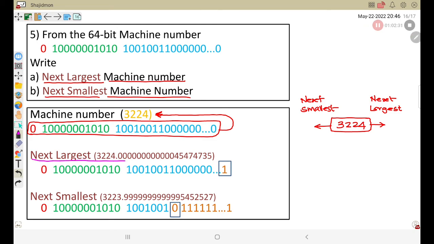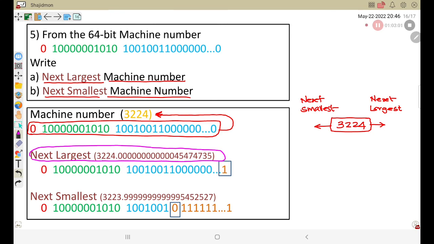The next largest machine number in a 64-bit computer will be 3224.0000454744735. We cannot find that manually; I am just writing the number here. We don't want that number, because our question is to find the next largest machine number in machine format. We don't want that decimal number, but for your understanding I wrote it.